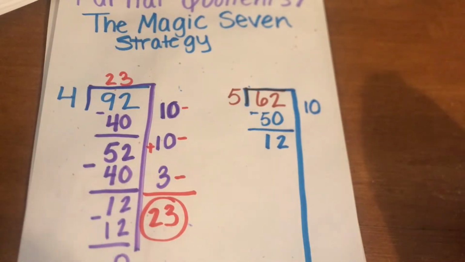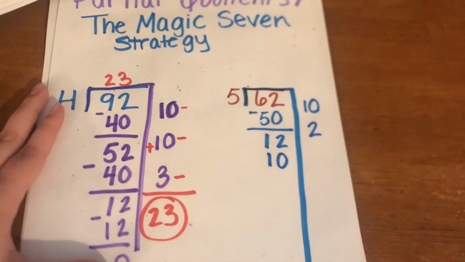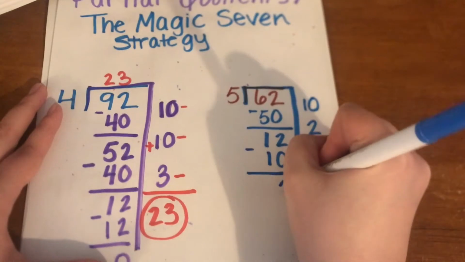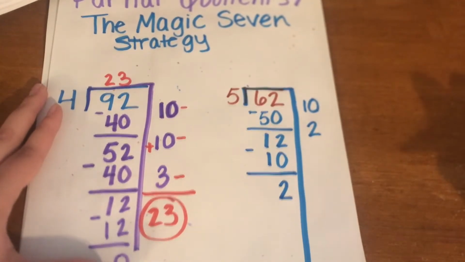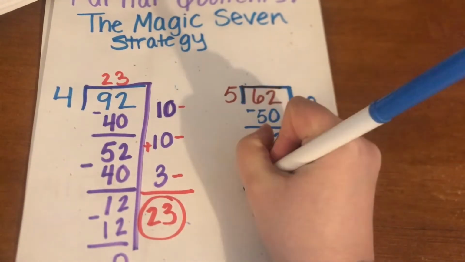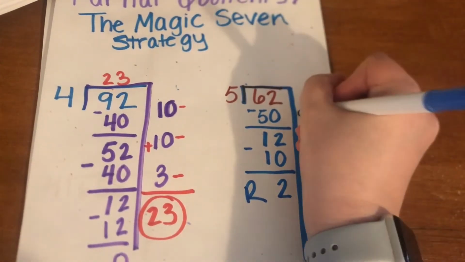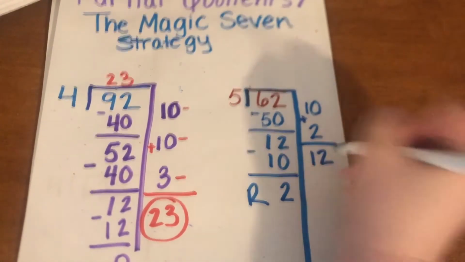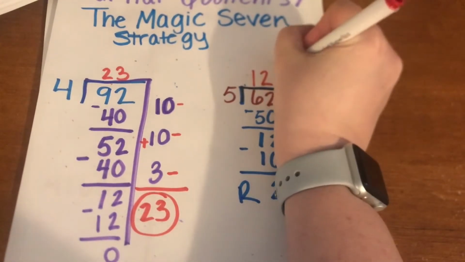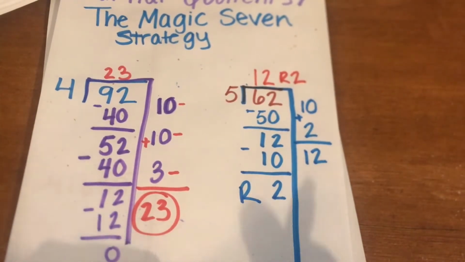So I could think, well, 5 times 2 equals 10. I can take away that from my total, and I'd be left with just 2. Now I can't pull out any more groups of 5 from this 2, so that becomes my remainder, and then this would be my quotient here that I add up, which would be 12. So my answer now becomes 12 remainder 2. Let's look at some more examples.